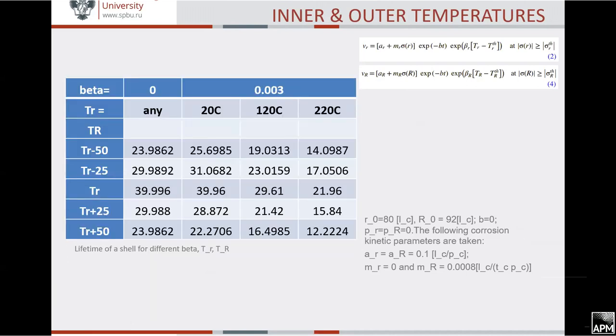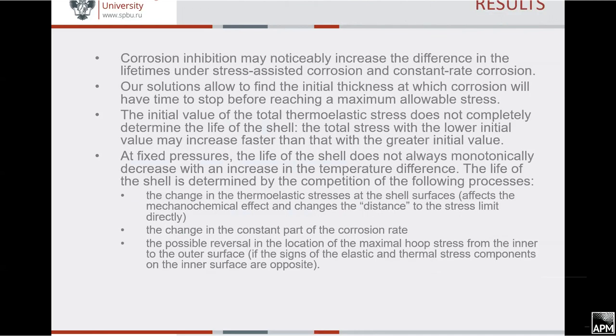Here I can show you the table of the lifetimes of the spheres for different beta values once again, and for different temperature values, different inside temperature and different outside temperature. And we can see that both the beta coefficient and both temperatures affect the lifetime of the shell. That was everything I was going to say.